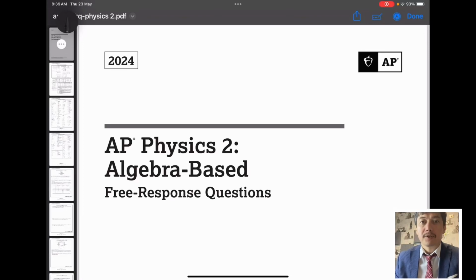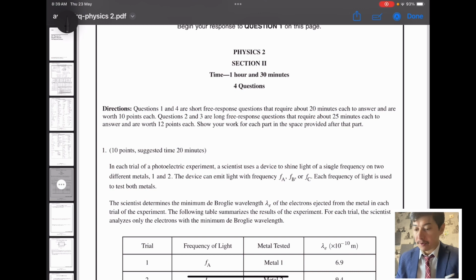Hi, today we are going to look at AP Physics 2 2024 free response questions. Just a reminder, the College Board used more than one version of papers in the exams. The version we are going to look at is the one which was published in the official website. Here's the first question of AP Physics 2 2024.